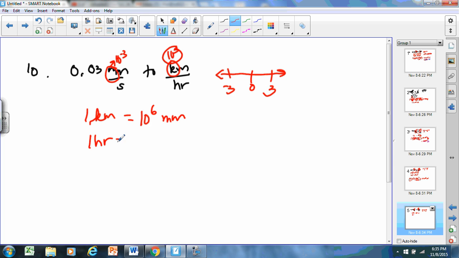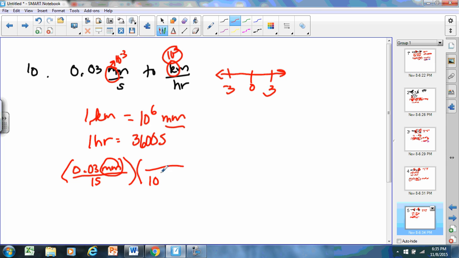And then 1 hour is 3,600 seconds, because there's 60 minutes in an hour, and there's 60 seconds in a minute, so 60 times 60. And then what goes in the first set of parentheses is the original problem, so 0.03 millimeters per 1 second. This is a velocity, so every second something is going 3/100ths of a millimeter. Now millimeter is on the top, so millimeter has to go on the bottom. 10 to the 6th millimeters goes down, 1 kilometer goes up.